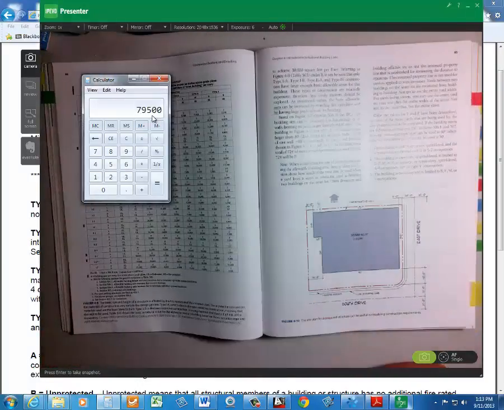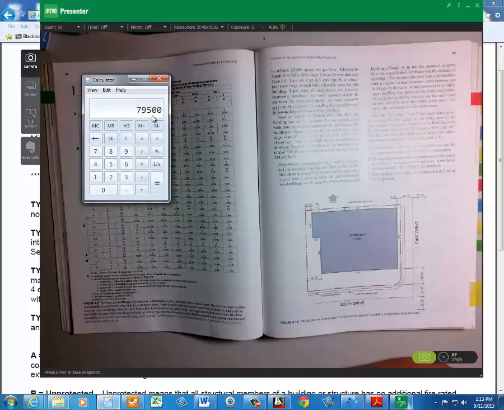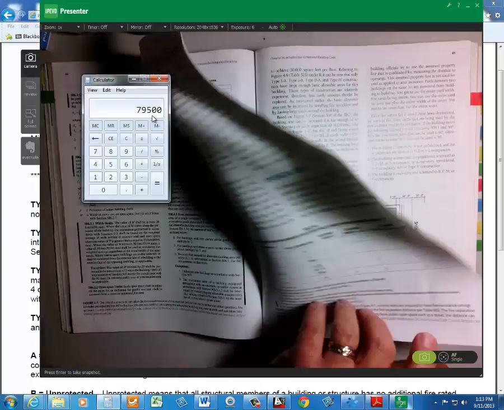Okay. Where was I? I was reading somewhere. Where was I reading from? Oh, here.